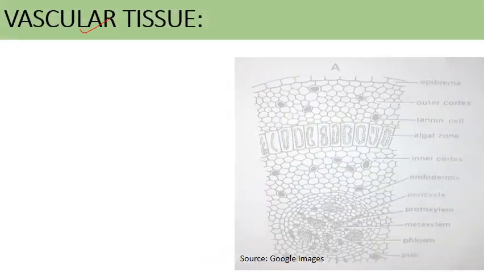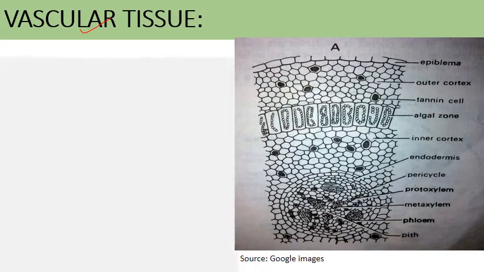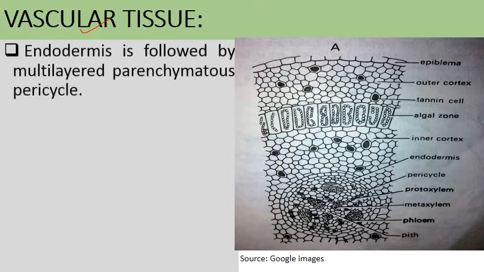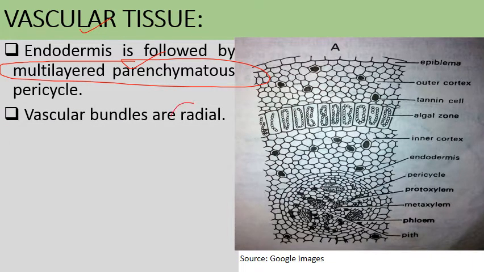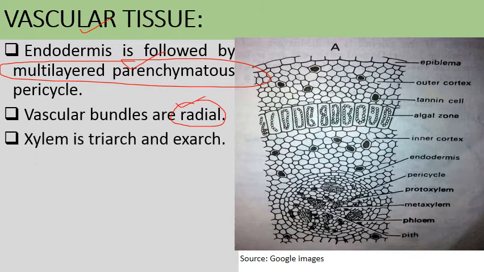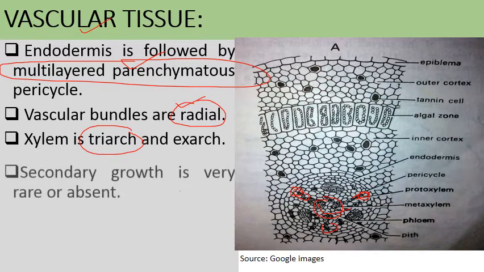Next comes vascular tissue. Its vascular tissue consists of the endodermis followed by a multi-layered pericycle. As we studied in the case of normal root, the vascular bundles here are also radial, which is a characteristic feature of roots. Xylem is triarch, meaning 3 rays or 3 arms. The protoxylem faces towards the peripheral region, and the central portion is occupied by the metaxylem.